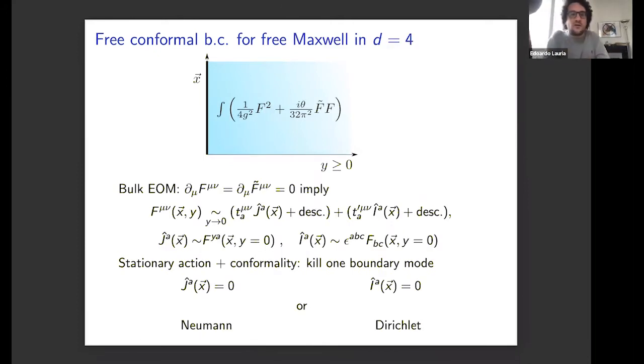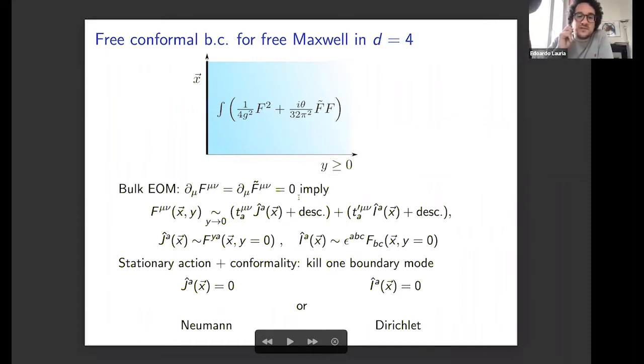So there is a similar story for a slightly more complicated case, namely if we study the free conformal boundary conditions for a free vector field, the free Maxwell field in 4 dimensions. So this is the theory that you have in the bulk, just a 4-dimensional free vector with a theta term. F tilde is just the dual. Now you have to impose the bulk equations of motion, the mu F mu nu equals 0, but also the Bianchi identities, the mu F tilde mu nu equals 0.